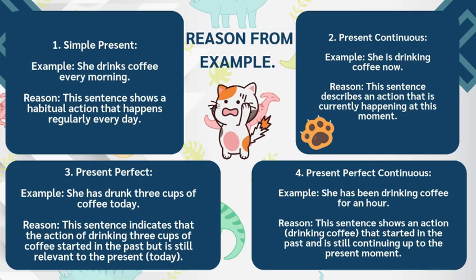The last, present perfect continuous. Example, she has been drinking coffee for an hour. The reason is, this sentence shows an action, drinking coffee, that started in the past and is still continuing up to the present moment.